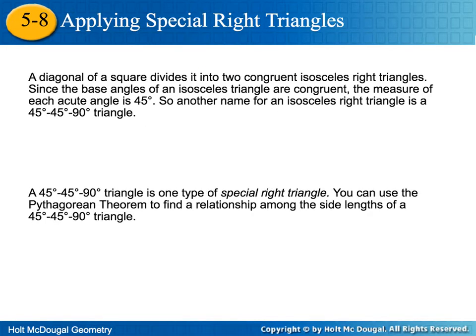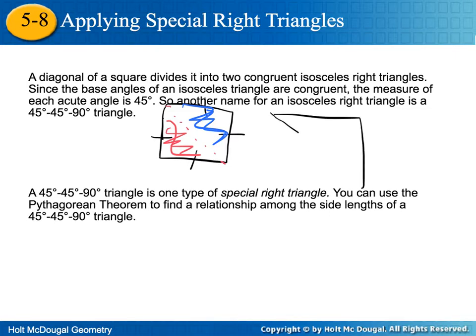Alright, so a diagonal of a square divides it into two congruent isosceles right triangles. So first, let's just look at that idea right here. This square, if this is a square, all these sides are congruent. The diagonal can cut this into two different triangles. So let me redraw this blue triangle over here.